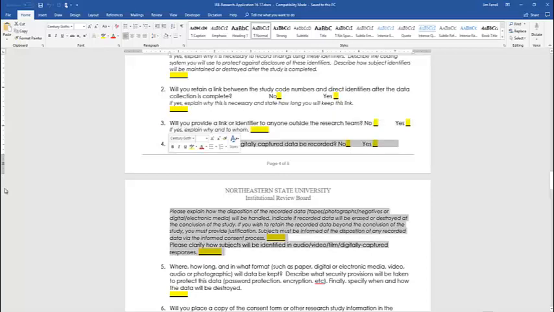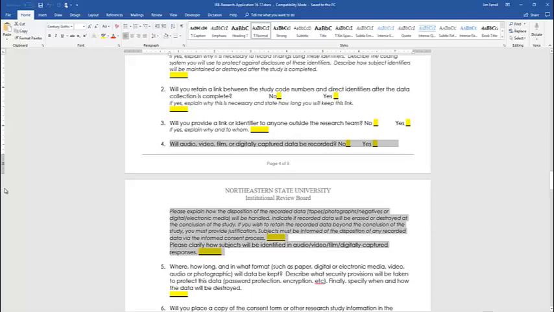Question 4, will audio, video, film, or digitally captured data be recorded? An example, this would be a survey. Obviously you're going to get results of the surveys, whether you're using Checkbox, SurveyMonkey, or even Google Forms. That's digitally captured data. And so we want to know specifically, are you going to keep this? But if you look further on, please explain how the disposition of the recorded data will be handled.